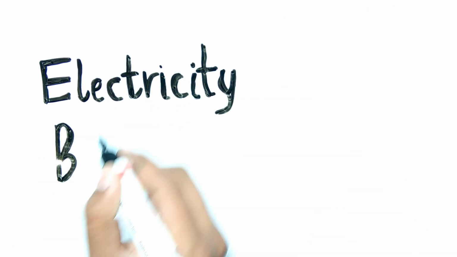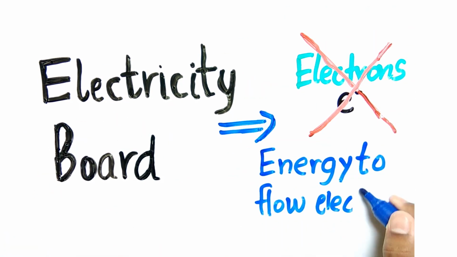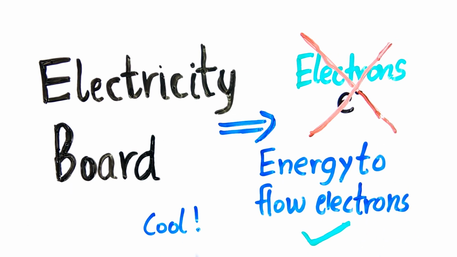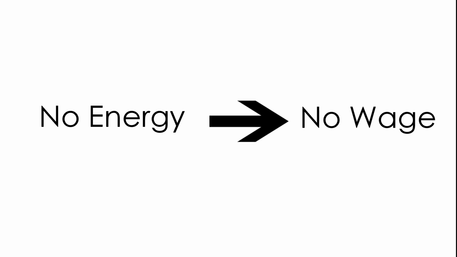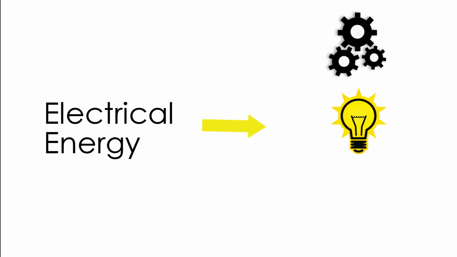Remember one thing, we don't pay the electricity board for giving us electrons, but for the energy to make the electrons flow. So if we don't use this energy, we don't pay for it. If we don't convert this electrical energy into mechanical, light, heat or any other energy, we don't pay for it.